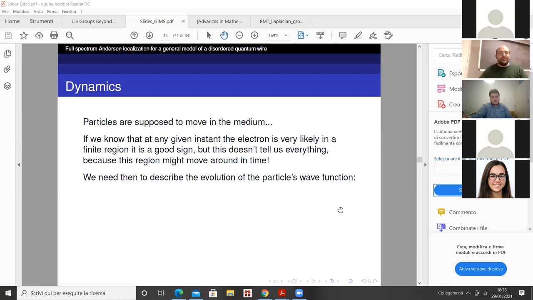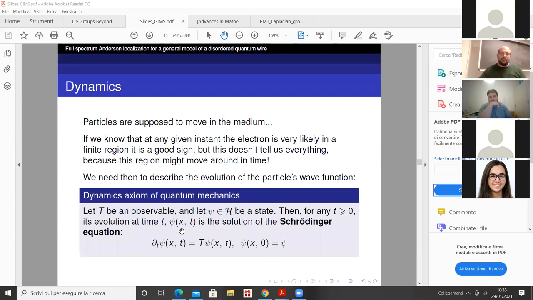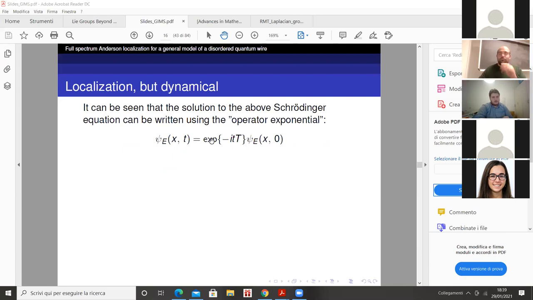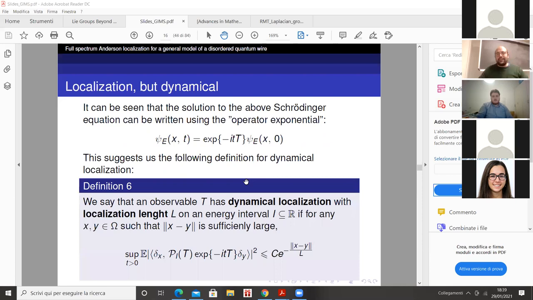In order to get a better definition, we need to describe the evolution of a wave function under quantum dynamics. There is the very famous Schrödinger equation that does so, which you have probably all heard about, the equation you can read here. You can write down the solution in this easy case, where the operator doesn't depend on time, in this way. And then you can define some form of localization that takes into account the dynamics.